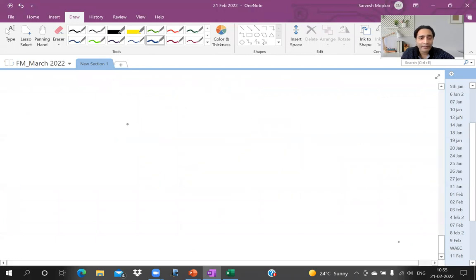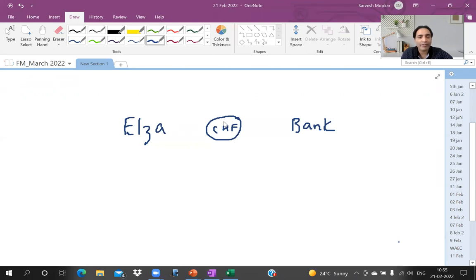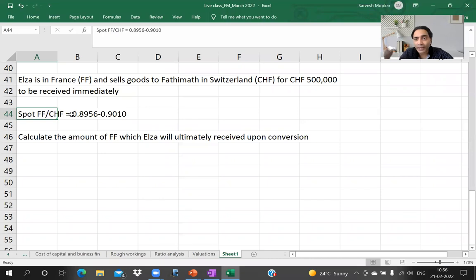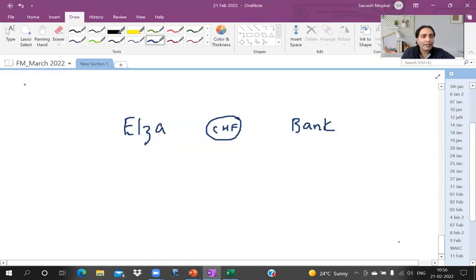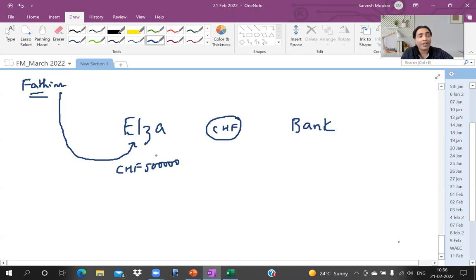Always draw a diagram. Simple tip. Elsa and bank. Focus is CHF. Only and only CHF. Forget about the other currency. Forget about the euro, forget about the Swiss franc. Focus on CHF. Why CHF? Because it is the commodity. So here, Fatima is in Switzerland. She has paid 500,000 CHF to Elsa. So Elsa, you have 500,000 CHF in your pocket, which are useless. Why useless? Because you are in France. If you are in France, no matter how many CHFs you have in your pocket, they are useless. You will have to go to the bank.